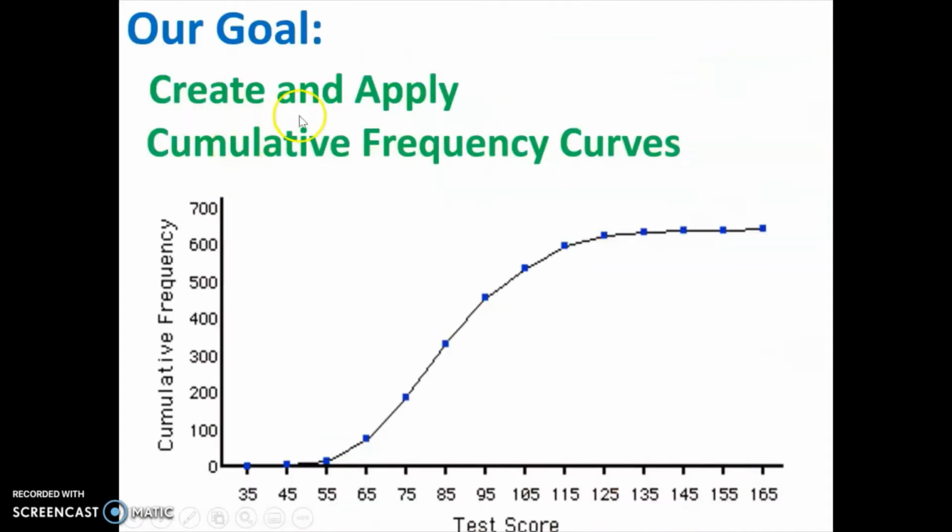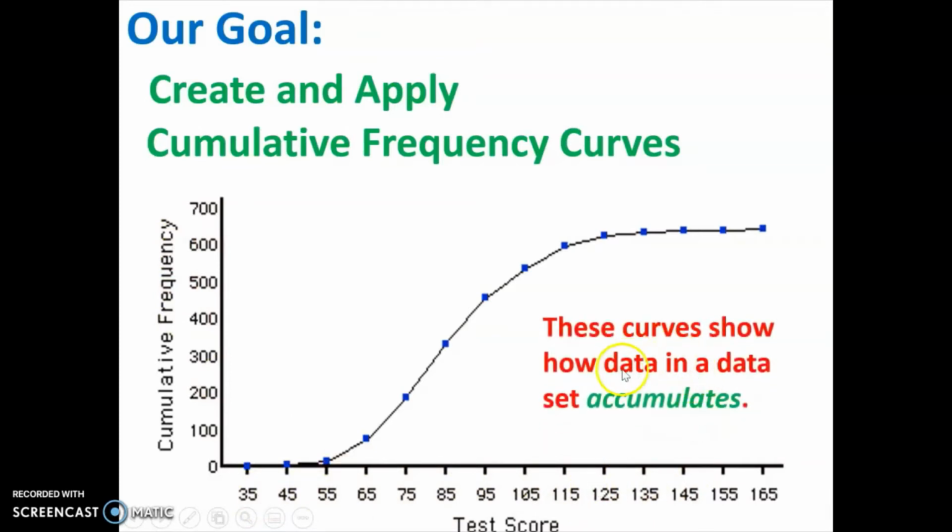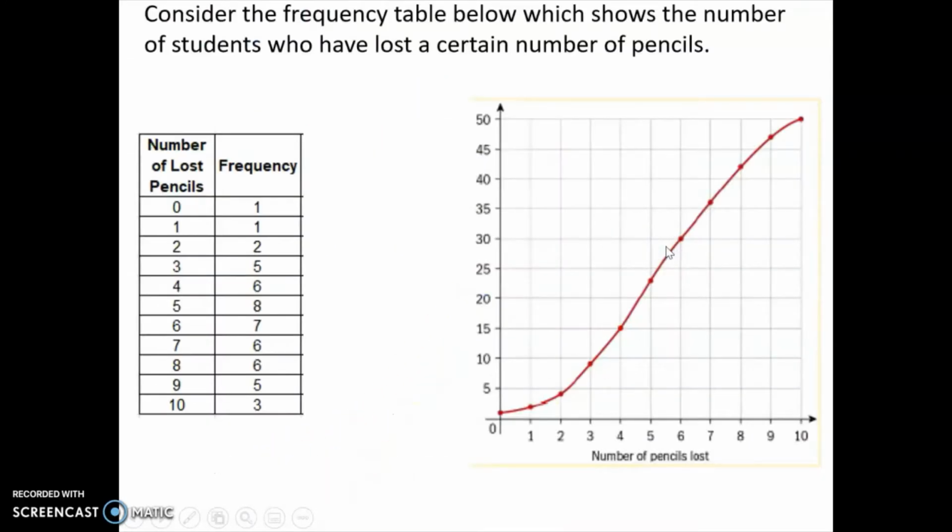So our goal is to create and apply cumulative frequency curves, and this is what they typically look like. On this axis here, we're going to have the cumulative frequency, and on this one, we'll have whatever variable it is that we're looking at. These curves show how data in a data set accumulates. That's why we have the name cumulative frequency. It shows us again how data accumulates. Okay, so here is how we will begin looking at this.